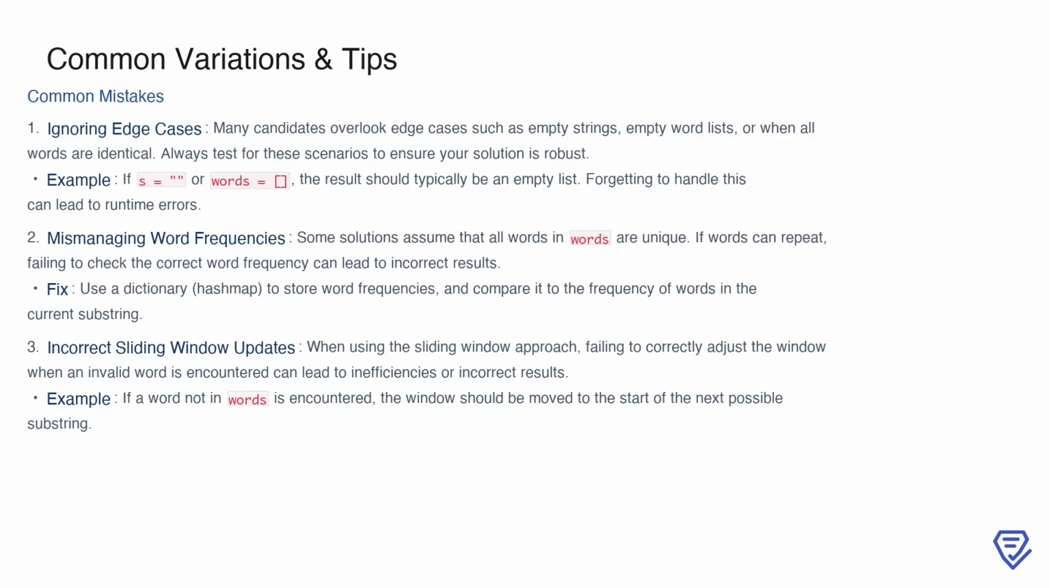For example, if the string S is an empty string or the words list is empty, the expected result should typically be an empty list. Failing to handle this can lead to runtime errors, which is why testing these scenarios is so critical.